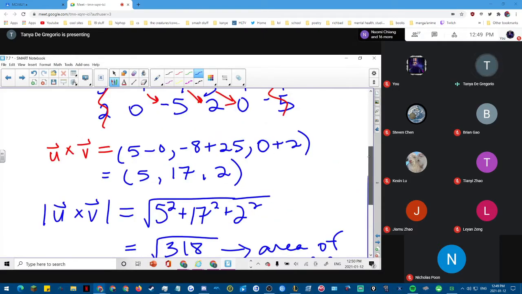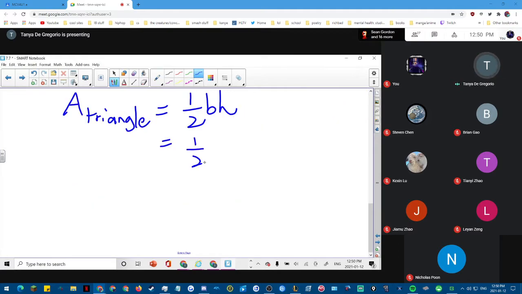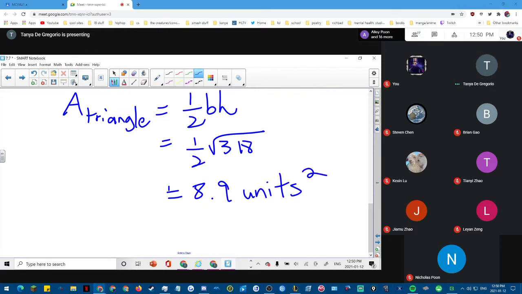All right. So now for the area of a triangle, I need half base times height. And so I need half of the square root of 318. What do you get? One decimal place. How many square units? 8.9. Sorry, that's okay. I'd rather have a wrong answer than no answer. So 8.9 square units. Okay, pretty simple, guys. Pretty straightforward. Nothing tricky here, right?